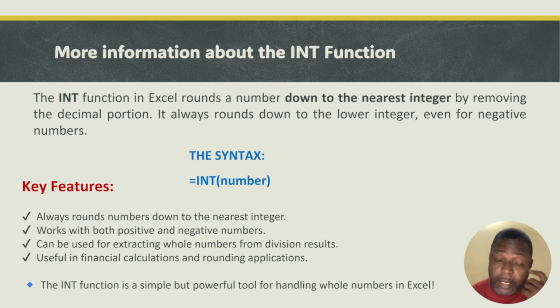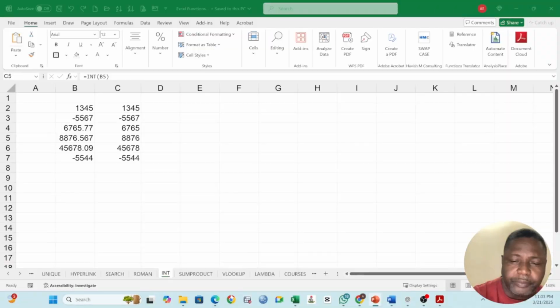The key features here are that it always rounds numbers down to the nearest integer, works with both positive and negative numbers, can be used for extracting whole numbers from division results, and of course it can be useful in financial calculations and rounding applications. The INT function is a simple but powerful tool for handling whole numbers in Excel. Now let's go into the Excel sheet to see how this works.